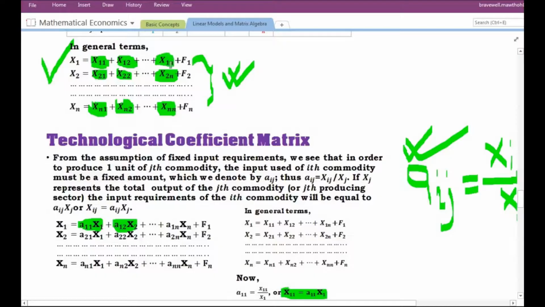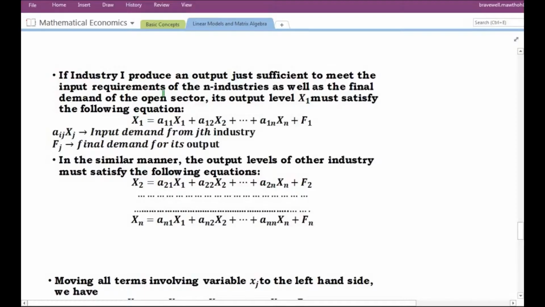For X1n, we substitute A1n Xn, since X1n is equal to A1n times Xn. In the same manner, in all other equations in the set of n equations, wherever Xij is present, we substitute it by Aij Xj. By doing so, we obtain this set of equations. If industry 1 produces an output just sufficient to meet the input requirements of the n industries as well as the final demand of the open sector, its output level x1 must satisfy the following equation.